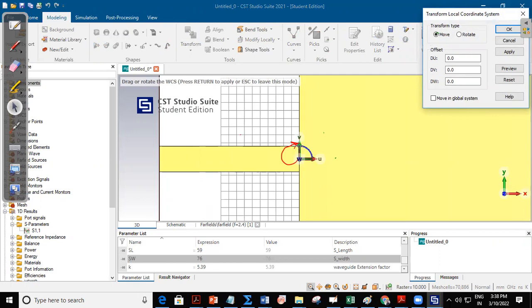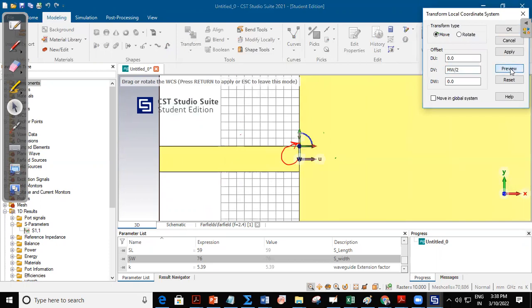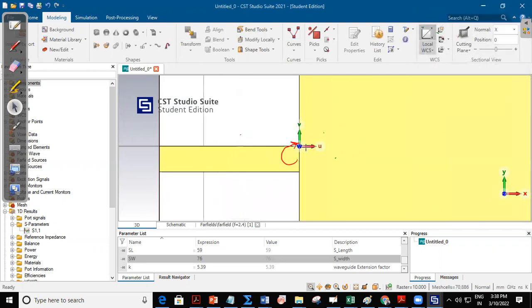And how much do we want to shift? Because 2.6 is the total width, right? MW, the total width, was 2.6. So we have to go in the plus direction, MW by 2, so it will reach here. So in V, if I change it here to MW by 2, let's see preview. Yes, it is shifting exactly to this point. If I press OK, my coordinate is settled at this point.